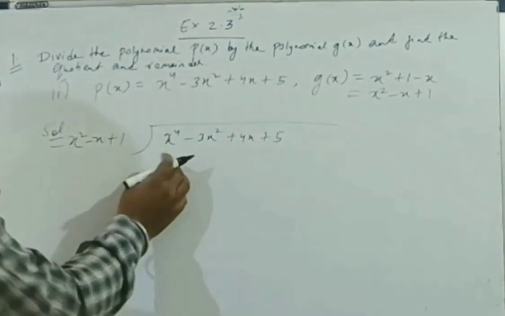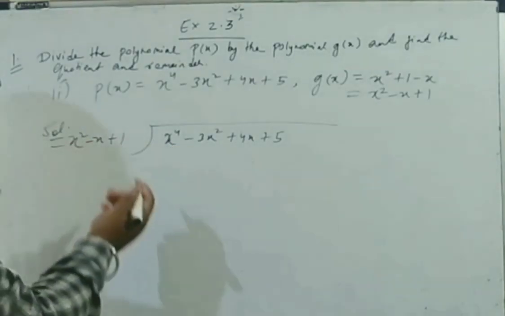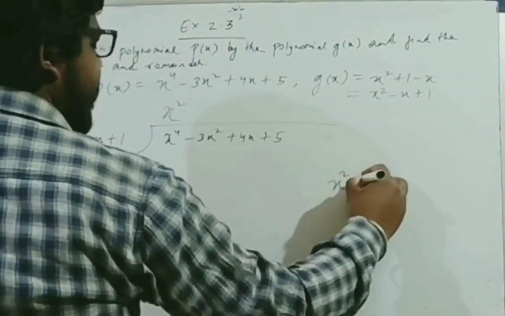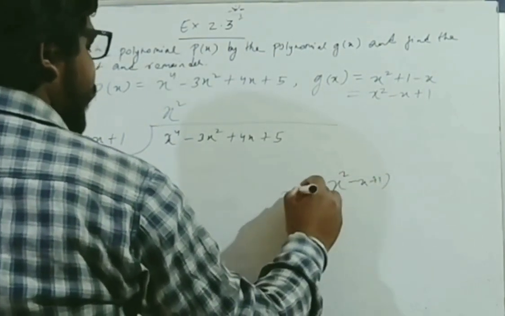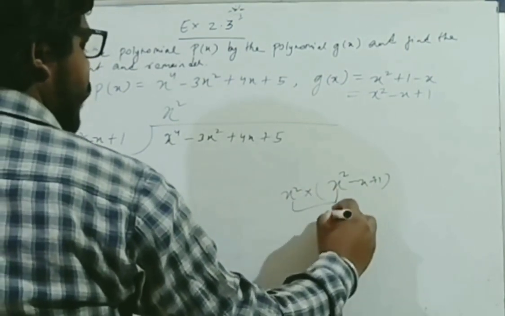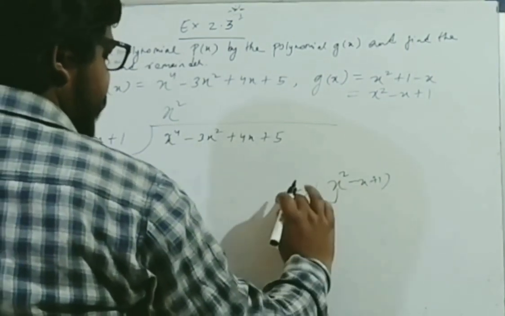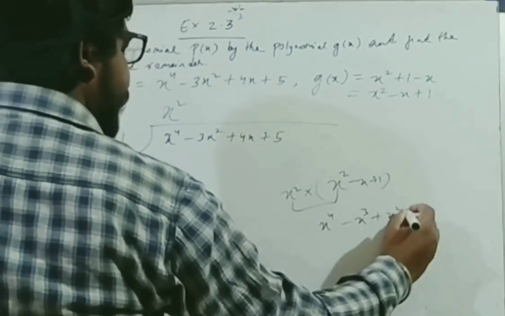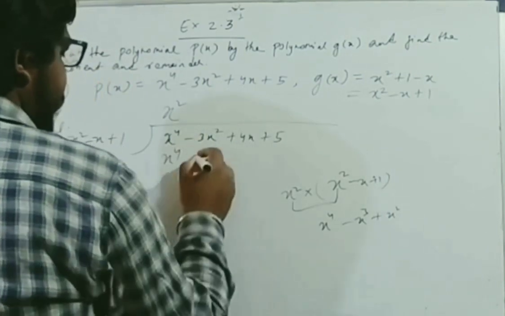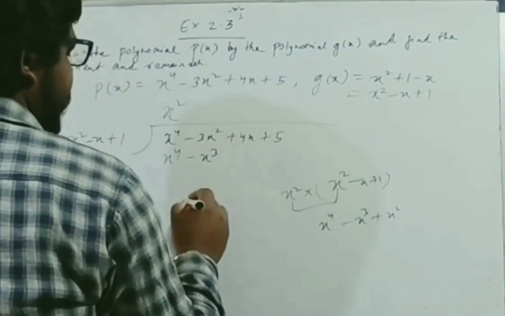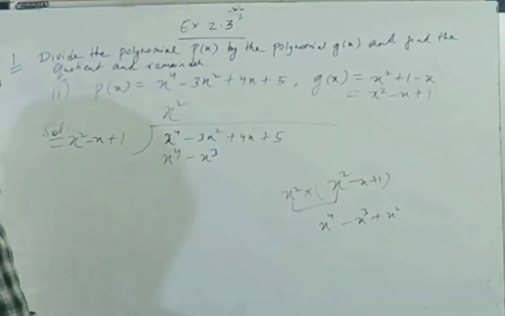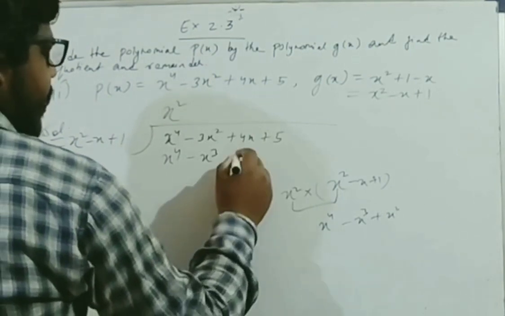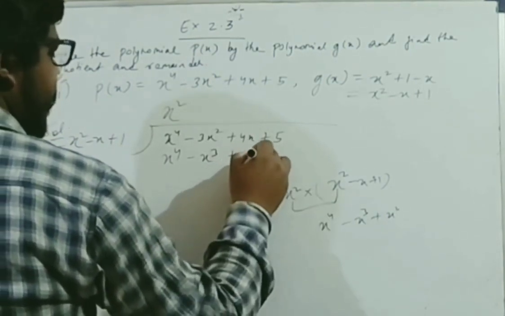So again, same thing. x to the power 4, this is x square. So which term do you have to take? x square. If you multiply this x square minus x by this x square, what do you get? x to the power 4. x square into x square is x to the power 4. x square into x is x cube. x square into 1 is x square. So you can write x to the power 4, then minus x cube, then what term can you write? Plus x square. Clear?